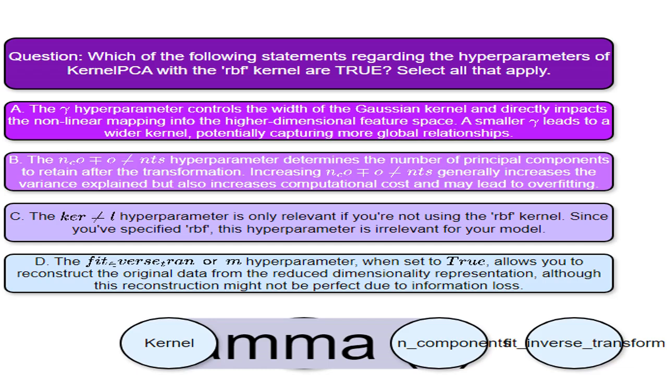This is a Boolean, true, false, hyperparameter. Setting it to true lets you try to reconstruct your original data from the lower dimensional representation created by KernelPCA. However, keep in mind that because of the information loss inherent in dimensionality reduction, the reconstruction might not be perfect. It's like trying to put a puzzle back together after removing some pieces. You'll get a decent picture, but it might not be flawless.